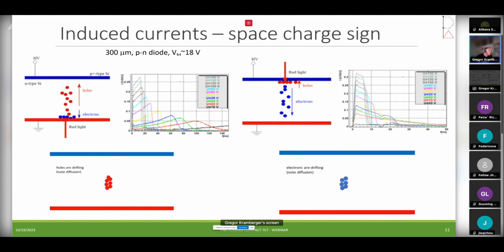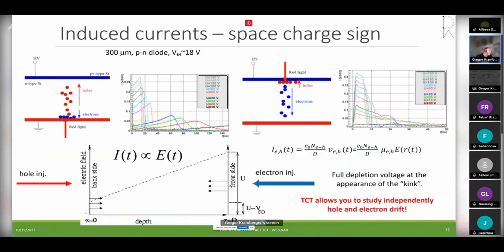Yeah, so you see this is a high resistive PN diode, so the space charge is very low, and you get very nice examples of long signals over 100 nanoseconds. You can see that, for example, in this case, the current rises because the electric field rises. The junction is here, so it moves from low field to high field. If you inject from the top, you actually move from the high field to the low field. So this is better shown here.